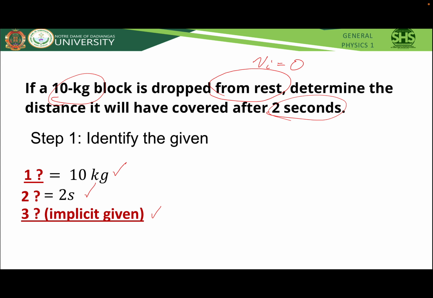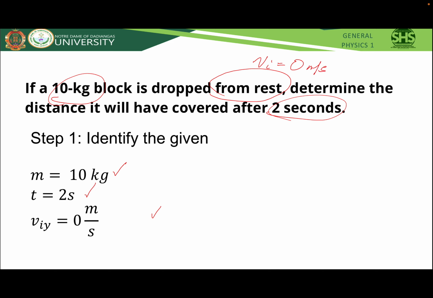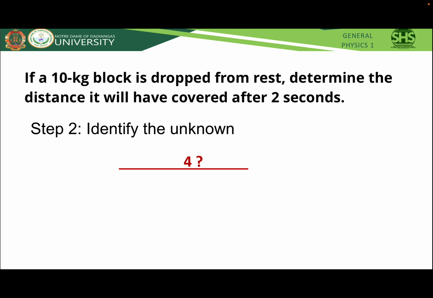Of course, number 1, your 10 kilogram is your mass. 2 seconds is your time. And then the implicit given is your initial velocity, V initial y, which is 0 meters per second. Next, identify the unknown. Determine the distance, of course. If the distance is the unknown, the symbol for distance is delta y, because it's vertical. So that's your unknown.